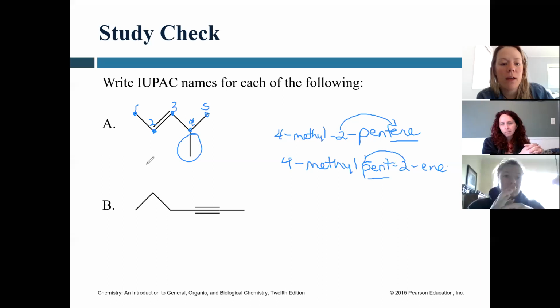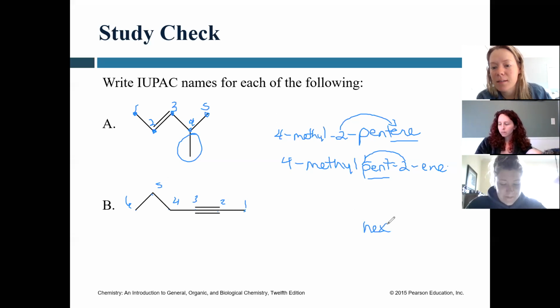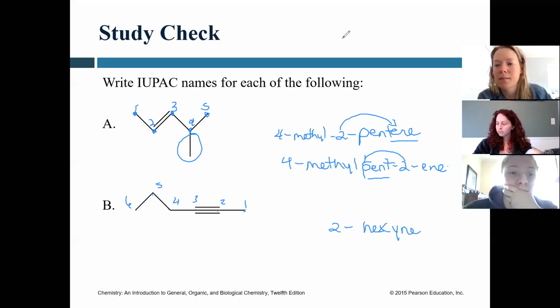This second one here. Okay, so we really only have one chain, right? 1, 2, 3, 4, 5, 6. I'm going to number it from this end. 1, 2, 3, 4, 5, 6. 6 is hex. It has a triple bond, so it's hexyne, Y-N-E. And we just need to specify where the triple bond is, 2-hexyne. Yes? No? Yeah? Okay.